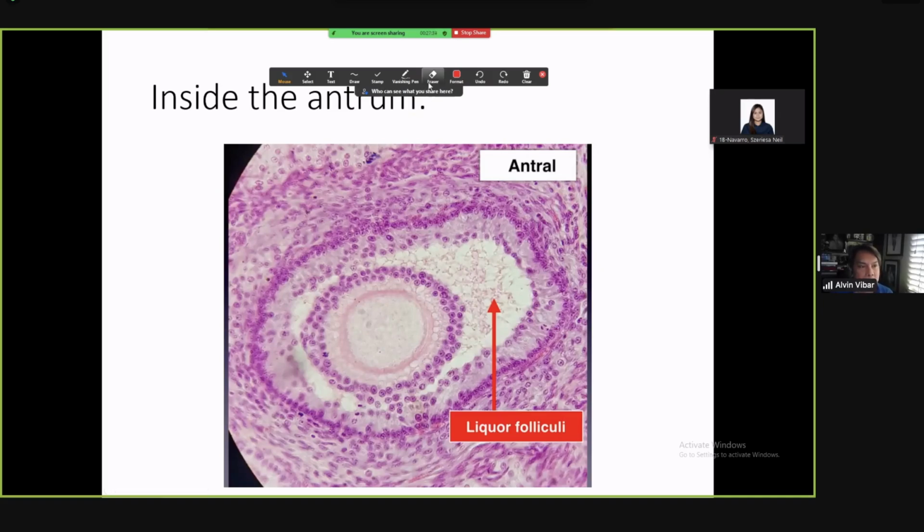So again, what is this structure here? What do you call this structure? Be specific. Zona pellucida. That's your zona pellucida. Very good.